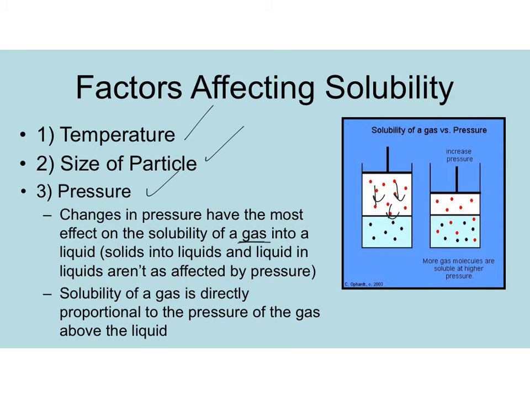But if you want to try and get a gas into a liquid, pressure is usually the best way to do it. So the solubility of a gas is directly proportional to the pressure above the liquid. What that means is that if I double the pressure, I can double the amount of gas that I get in there. If I halve the pressure, I can only dissolve half the amount of gas. If you look here, going from this one over to this one, I've decreased the volume by 50%, which increases the pressure by 50%. I can now get 50% more molecules inside the liquid.